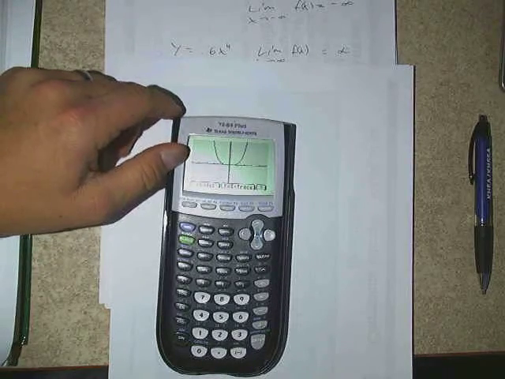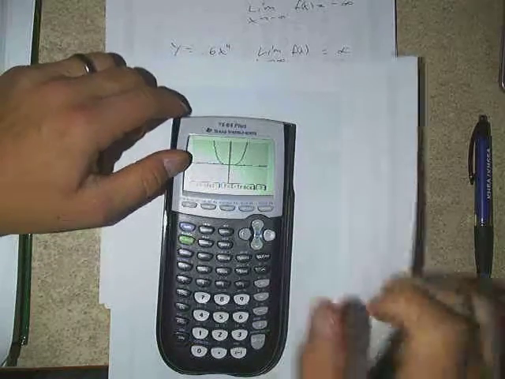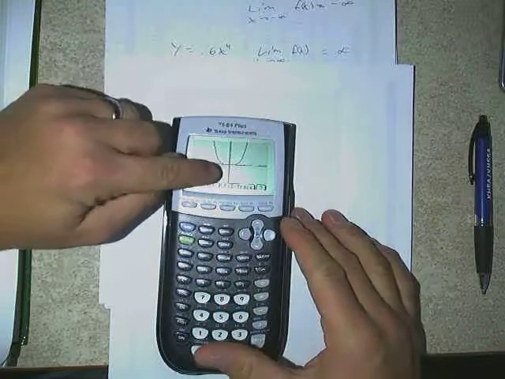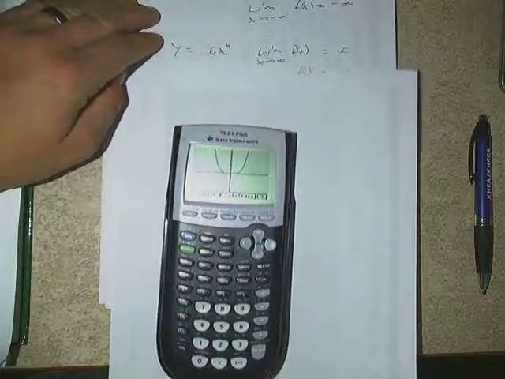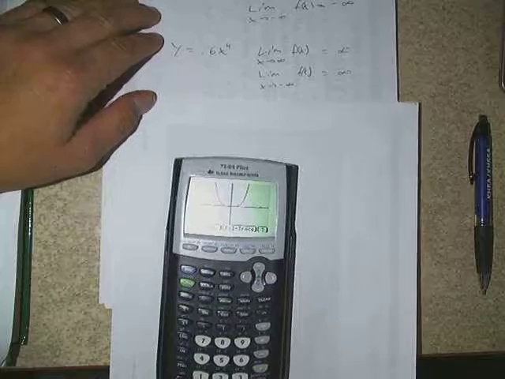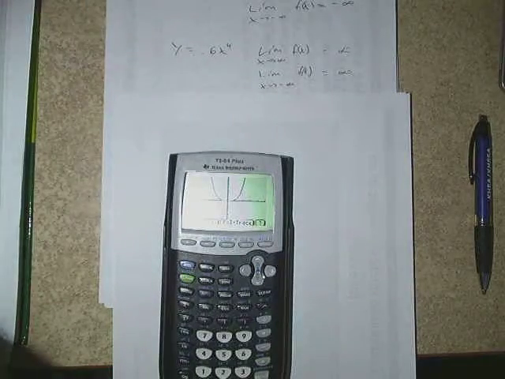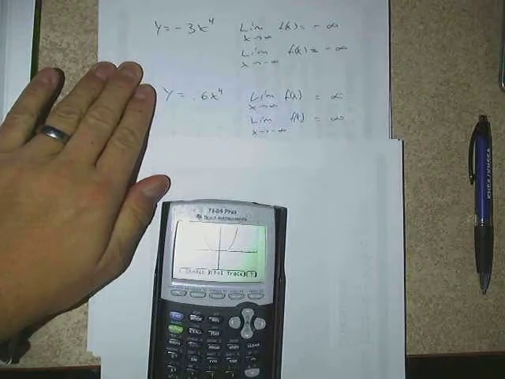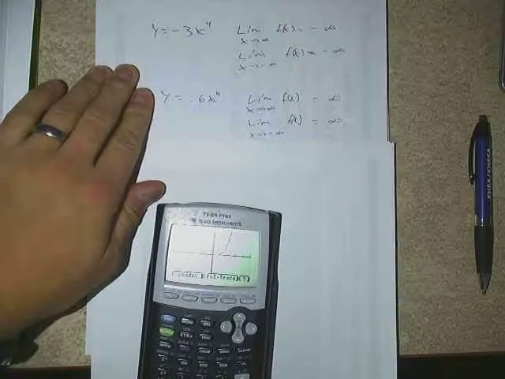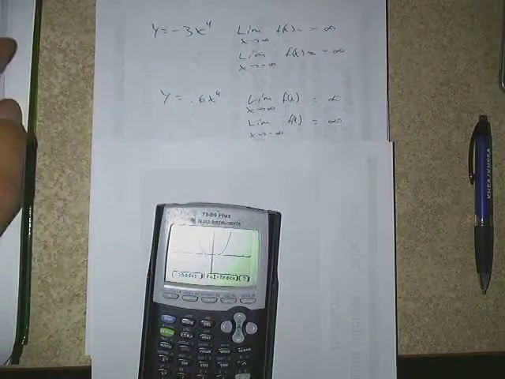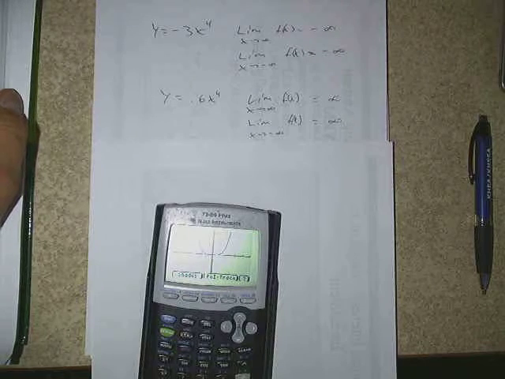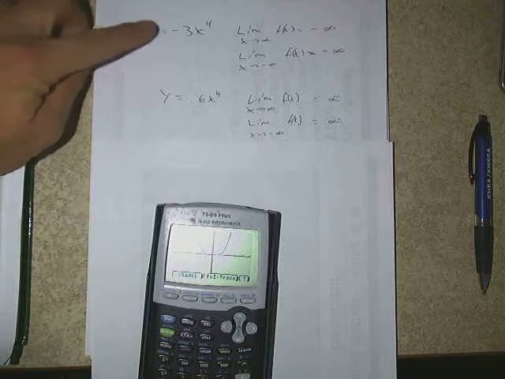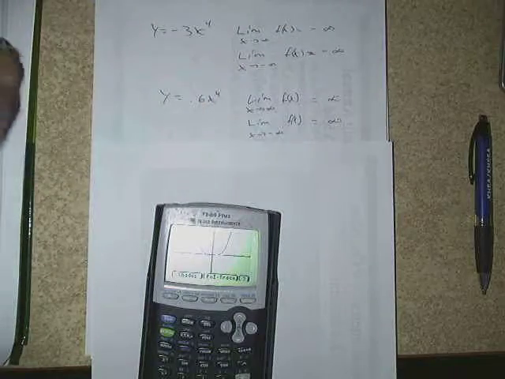And if we were to look at 0.6x to the fourth, we can see on that one that it's more like a parabola that opens up. The infinity answer is going to be infinity. The negative infinity answer is also going to be infinity. Okay. So in these two cases, both end behavior answers are the same. They're either both infinity or both negative infinity.